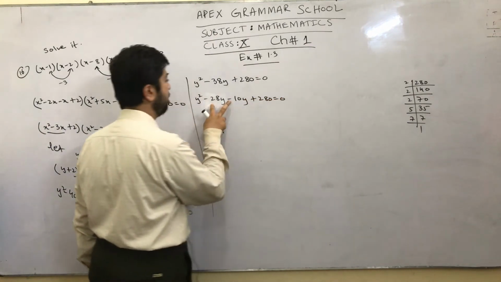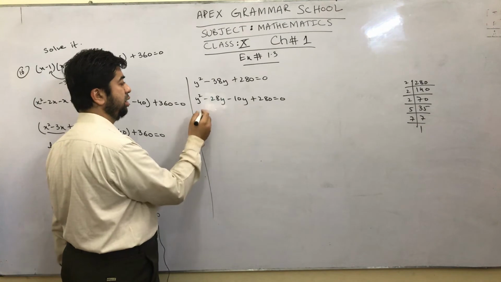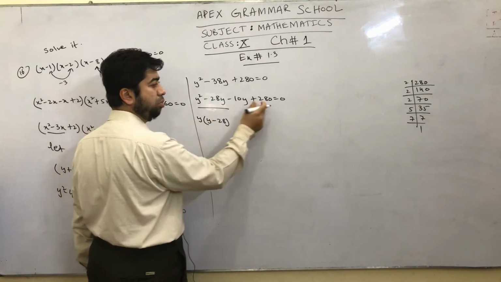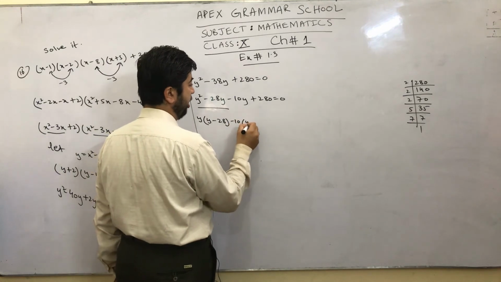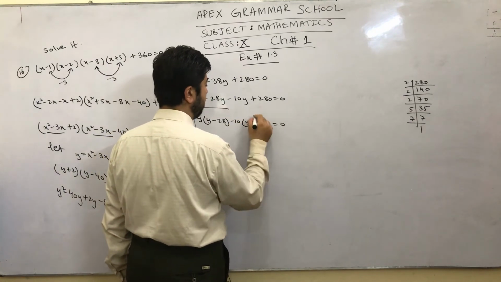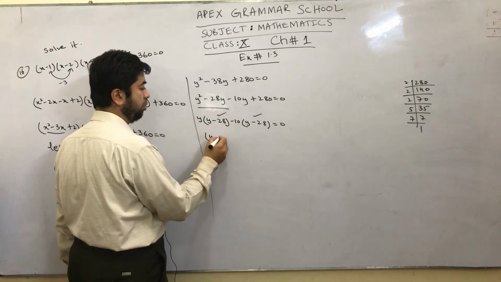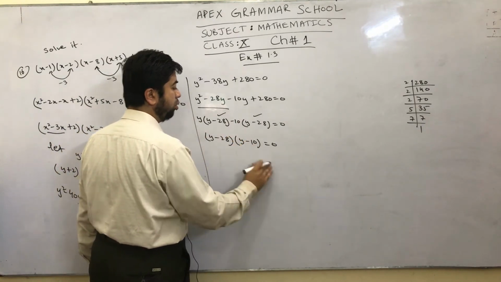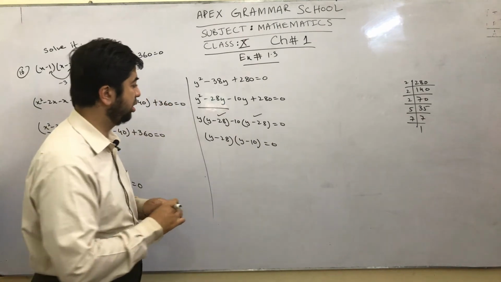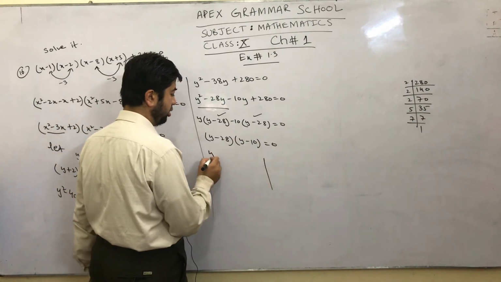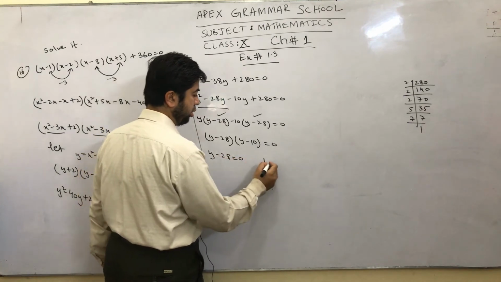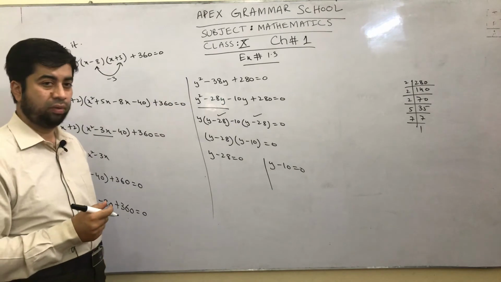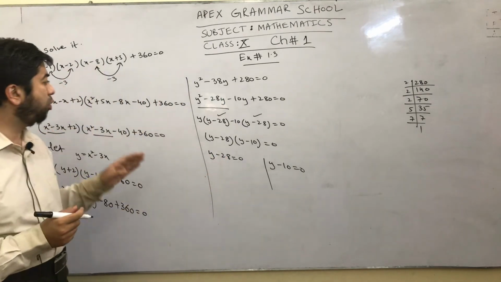Or just simplify minus 28 and minus 10. This is minus 38. What is common here? That is y common, y minus 28. What is common? Minus 10. Again y minus 28. You can see that this is similar. So y minus 28 and y minus 10 is equal to 0. And after that, just separate it. Now you just have to solve for the value of y.